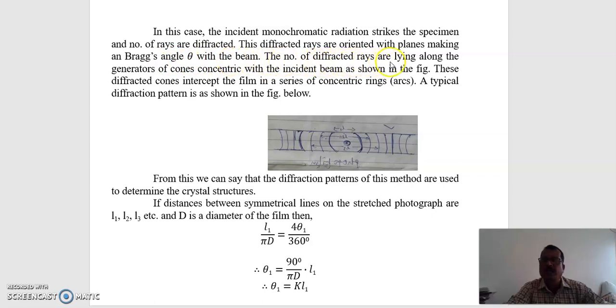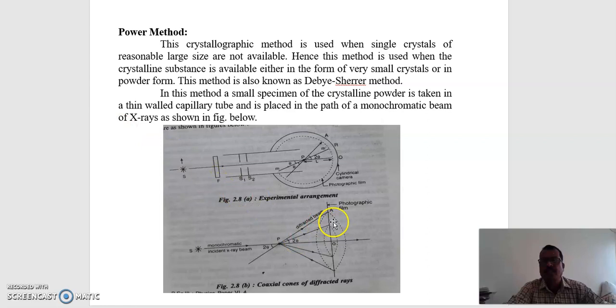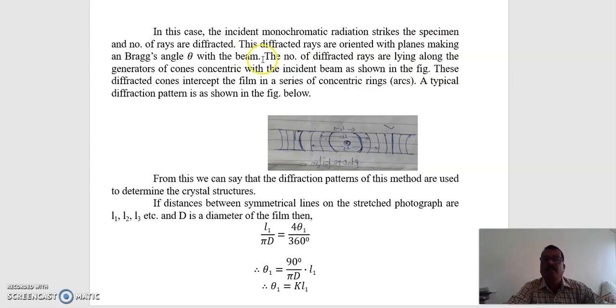The number of diffracted rays are lying along the generators of cones concentric with the incident beam, as shown in the figure. We have seen this before. These diffracted cones intercept the photographic film in a series of concentric rings or arcs. A typical diffraction pattern is shown here.